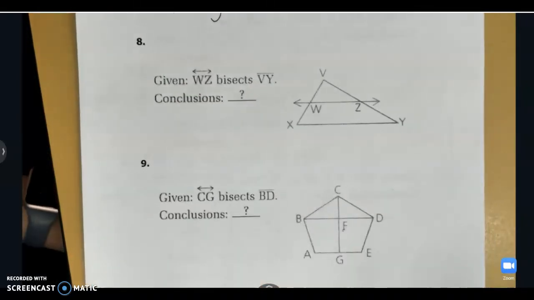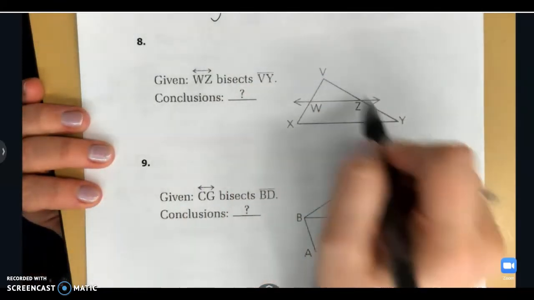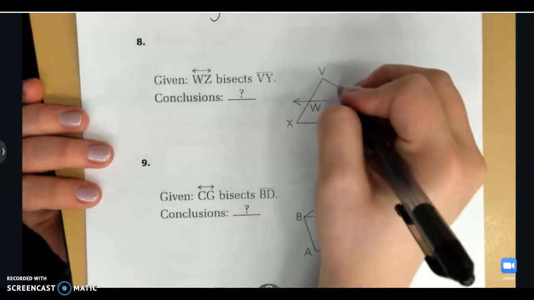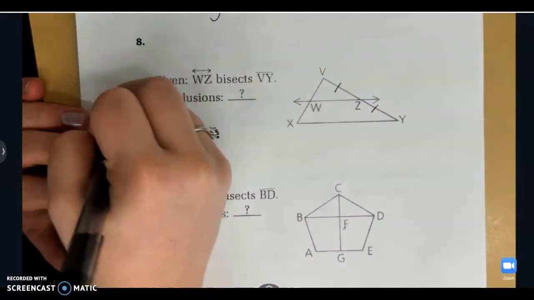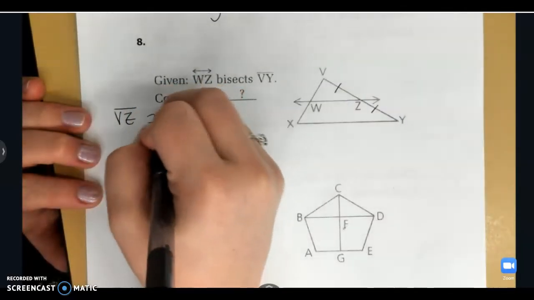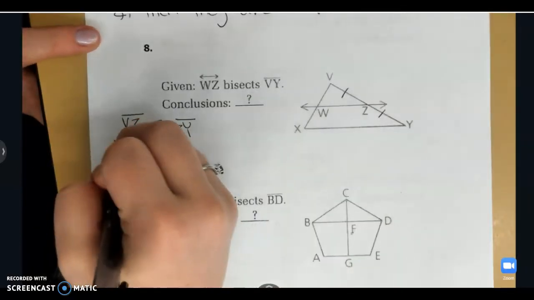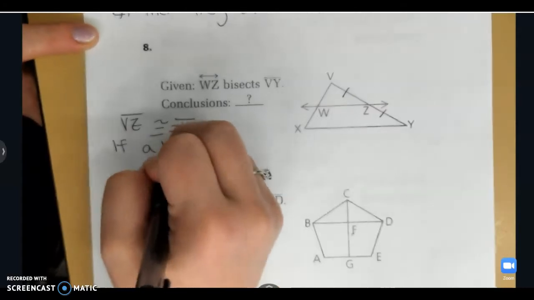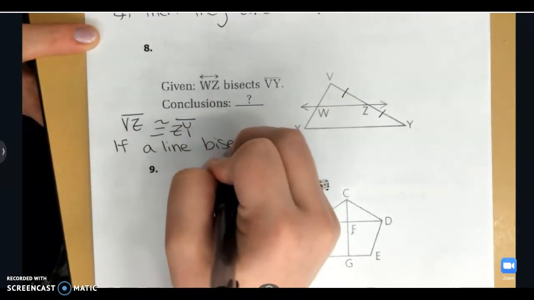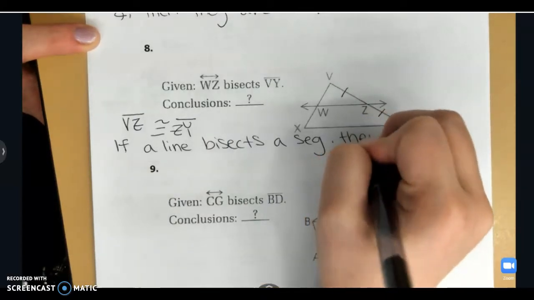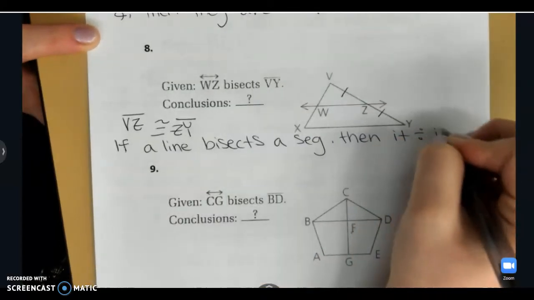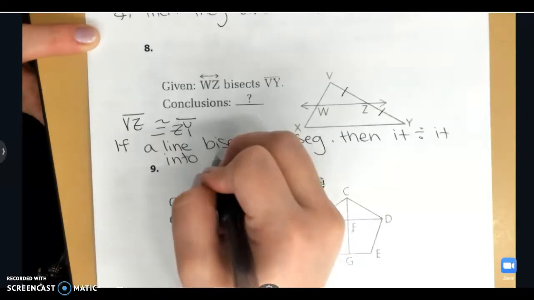Number 8, we're told that line WZ bisects segment VY. So it bisects this segment. Now remember, the definition of bisect is that it splits it into 2 equal parts. So our conclusion would be that segment VZ is congruent to segment ZY, because if a line bisects a segment, then it divides it into 2 congruent segments.